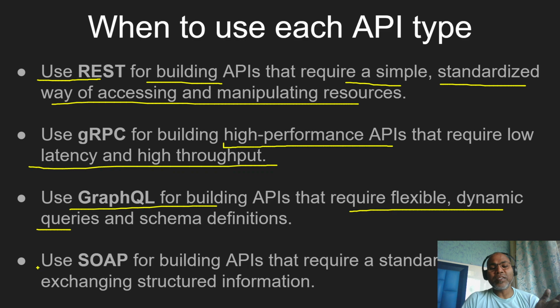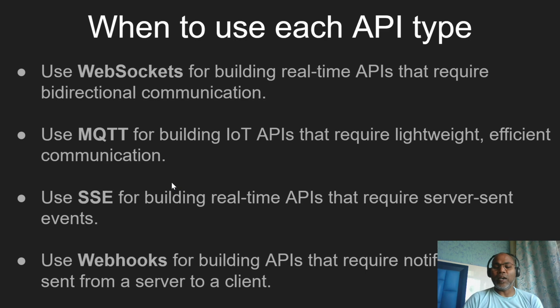Similarly, for SOAP-based applications, you have a well defined, standardized, well structured, secure data exchange between services. In those scenarios, enterprise applications, very highly secure applications that nowadays are still secure, with very customized, complex data you want to travel between microservices, between services, you can use SOAP-based APIs. Similarly, WebSocket: whenever you want to build a real-time API that requires bidirectional communication, you can go with WebSocket.